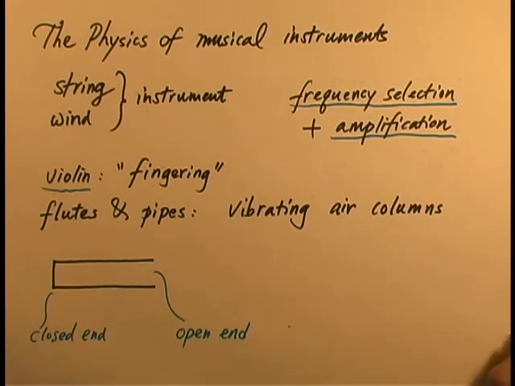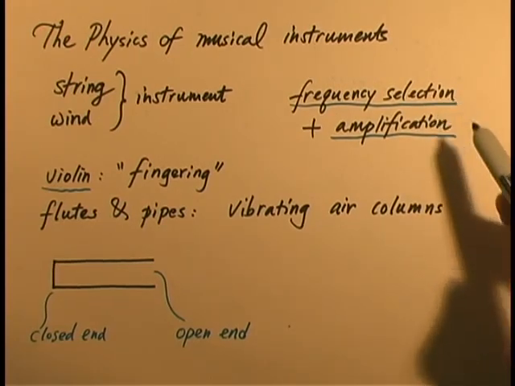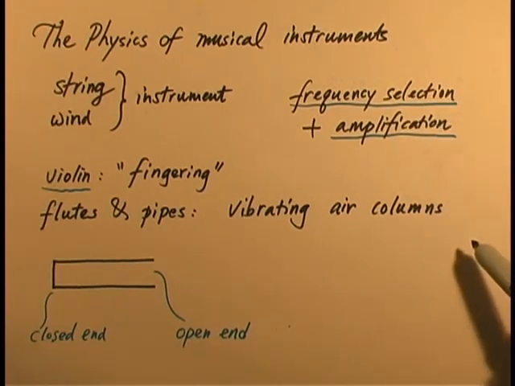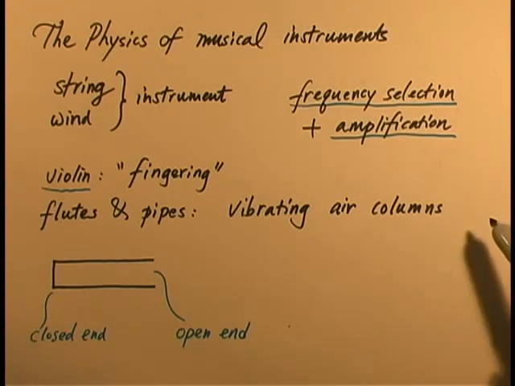Now what about wind instruments, flutes and pipes, and oboe, clarinet, that sort of thing? How do they select frequencies? Well, they don't have a string, do they? Rather, they have air. They don't have a string, they have just a chamber of air, or column of air, like a flute, for example. So how do they select frequency? This is what we're going to discuss next. That is, we're going to look at the resonance condition of a vibrating air column.